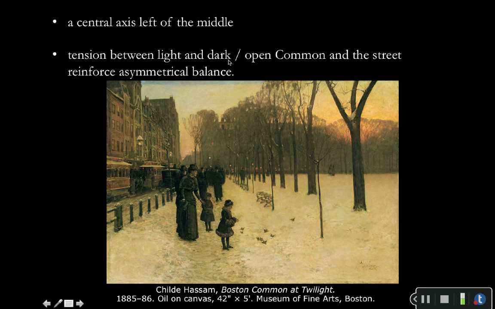We've got the busyness of the street on this side, and then an expanse of lightness, which is basically pretty open to snowfall, as you can see here, over to the side.